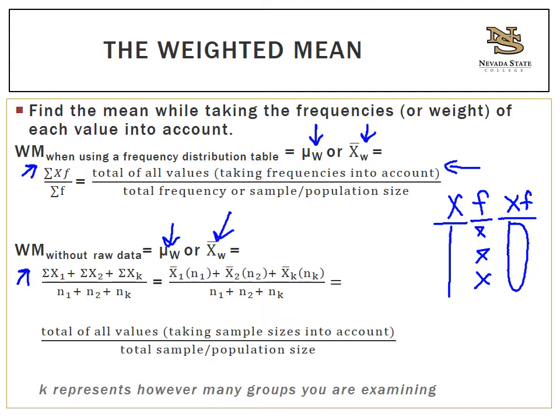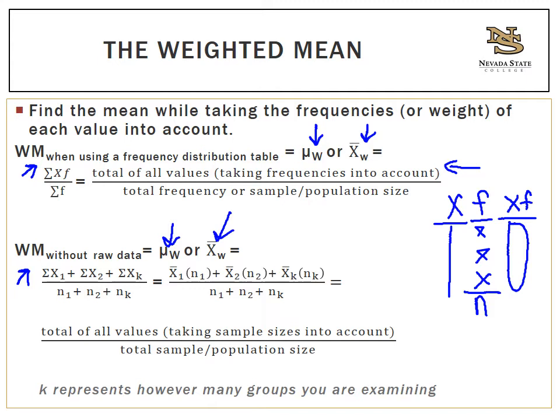Then, to get your denominator, that's the total frequency or the total sample or population size, and you would just add these values together to get your sample size. All right, so remember, X times F, and then add together. You can't just add the X column when you're working with frequency distribution tables because there's multiple of each score in your data set. Now let's take a look at the second table here.